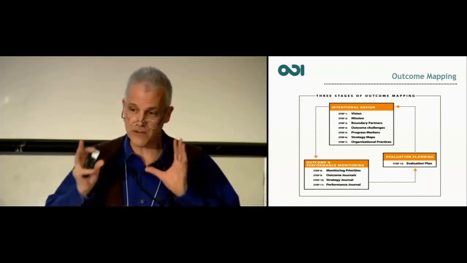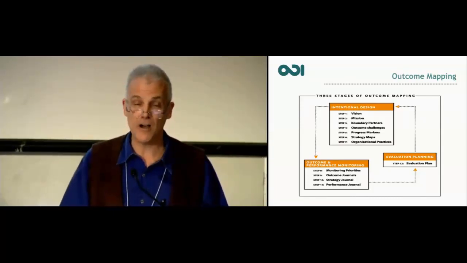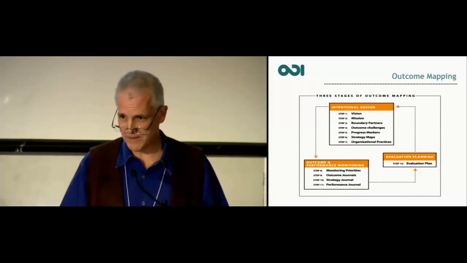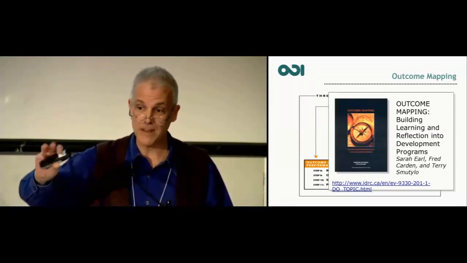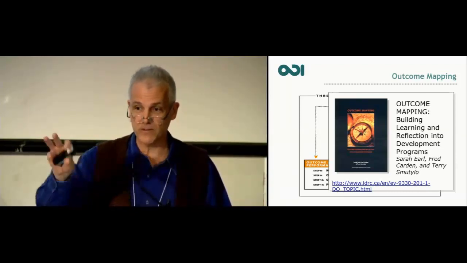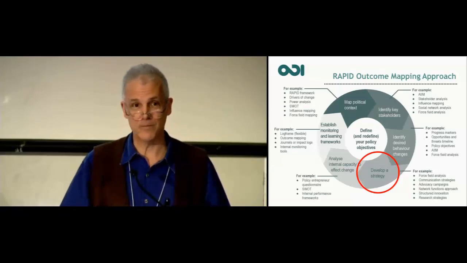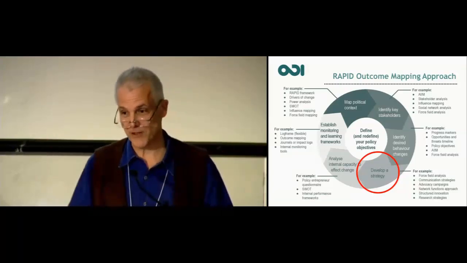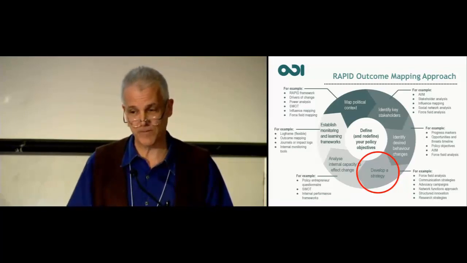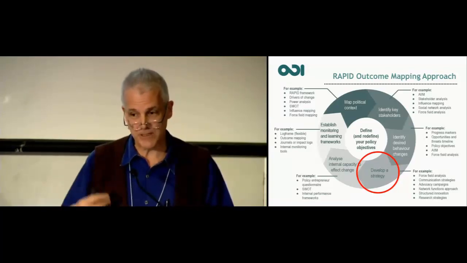So this underpins our whole approach, and you may remember that there was a big circle. If you want to know more about that, there's a very good book, Outcome Mapping. And this underpins our whole approach, which you'll notice is called RAPID, which doesn't mean quick, it means Research and Policy and Development Programme, outcome mapping approach, because it underpins the approach. So we think this is a very good principle.